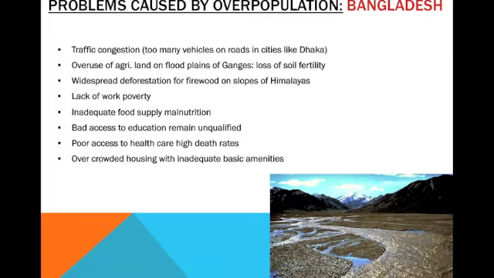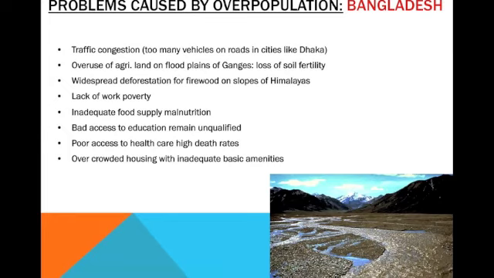And then you say, there will be traffic congestion, which is basically when there are too many vehicles, so cars, on the roads in cities like Dhaka, and you need to use these place-specific references because they give you extra points. So, traffic congestion in cities like Dhaka. Remember it? Kind of like Drake, except not really, but D-H-A-K-A, Dhaka.